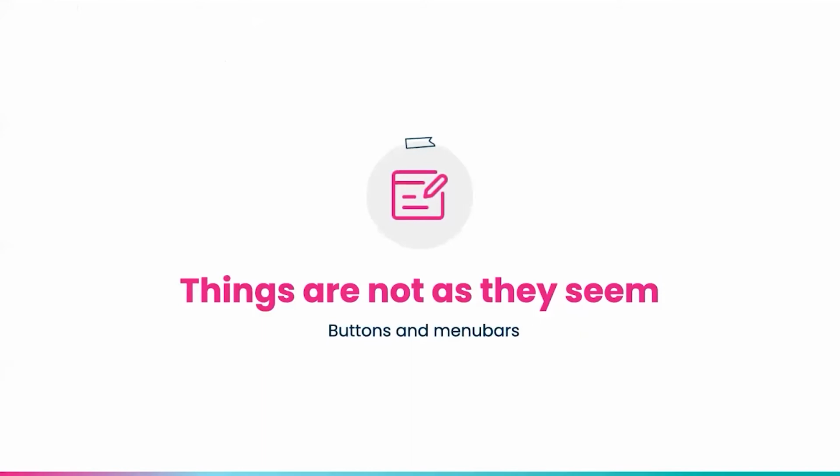Right, next up, things not always as they seem. This little section is about elements that don't look like they should. They look like something else. We'll do two examples of this: buttons and menu bars.